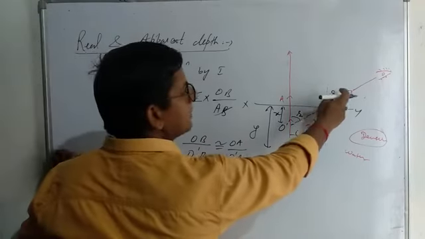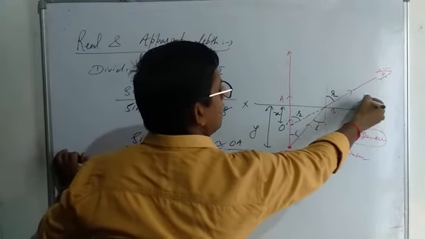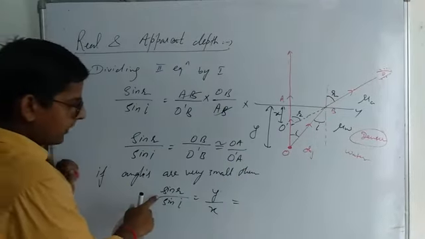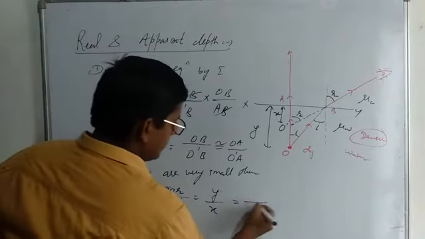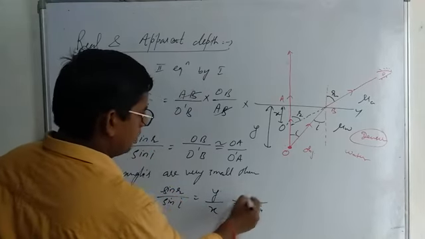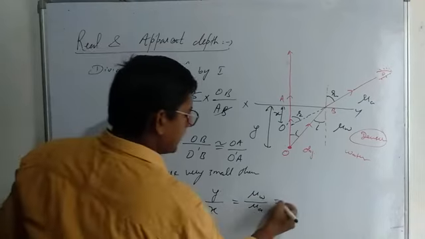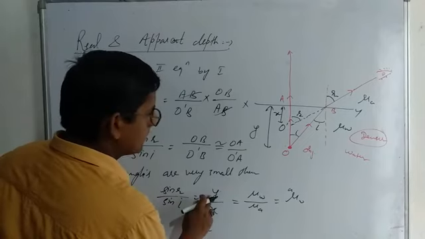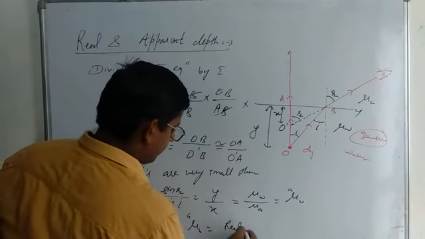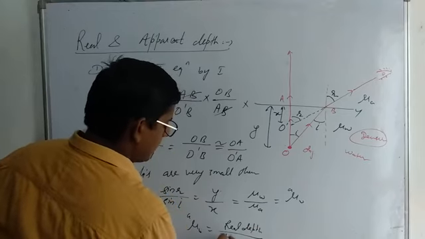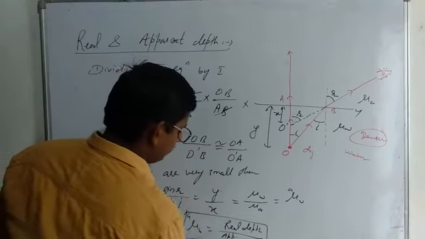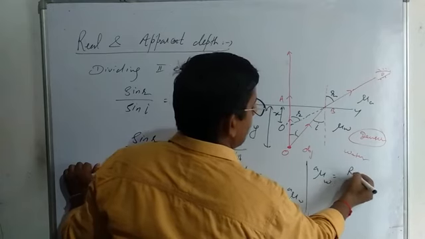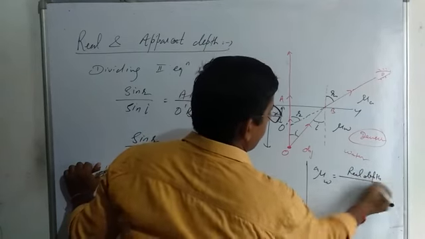So listen students, sine of I by sine of R, we can write in terms of refractive indices, where mu A is the refractive index of air and mu W is the refractive index of water. From here we can write mu A downward and mu W upward, so mu WA is equal to, what is Y? Y is the real depth, divided by the apparent depth. Again I am writing the relation: mu WA is equal to real depth divided by apparent depth.